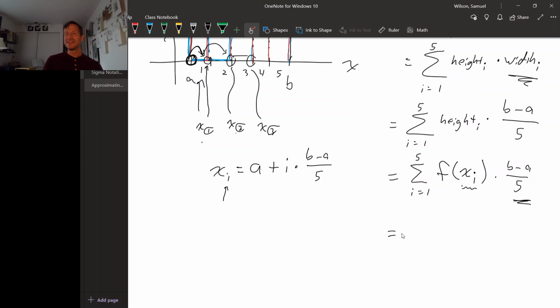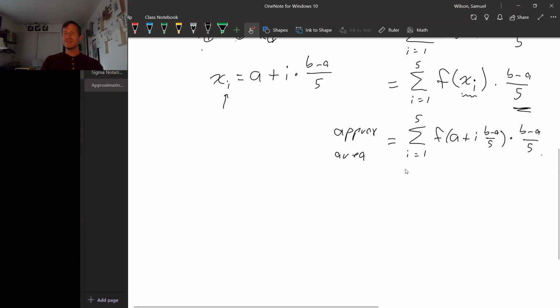So finally, this approximation is the sum from i equals 1 to 5 of f of x sub i, which is a plus i times b minus a over 5, times the width of the rectangle, which is b minus a over 5. Okay, that's the approximate area.